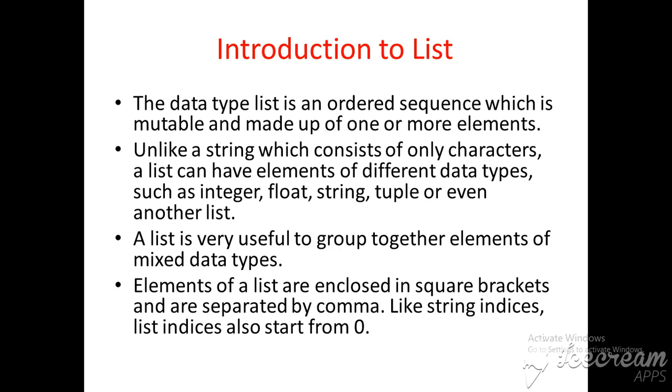So unlike a string, which consists of only characters, as we already studied, a list can contain different data types like integer, float, string, tuples, or even another list. So a list is a collection of different data types also. A list is very useful to group together elements of mixed data types. The elements of a list are enclosed in square brackets and are separated by commas. Like a string index, list index also starts from 0. By using the indices we can take the list elements.